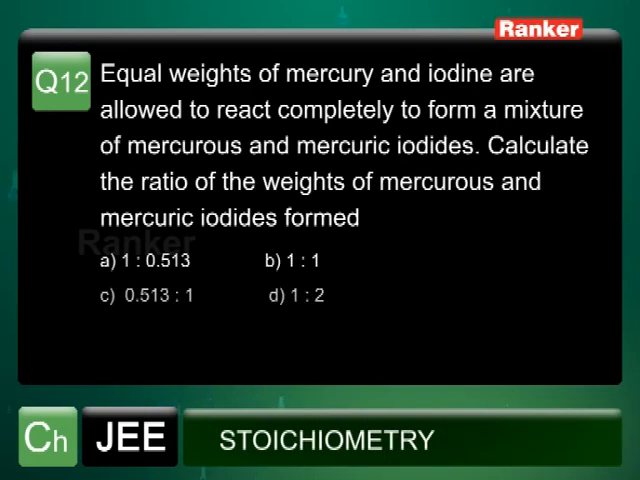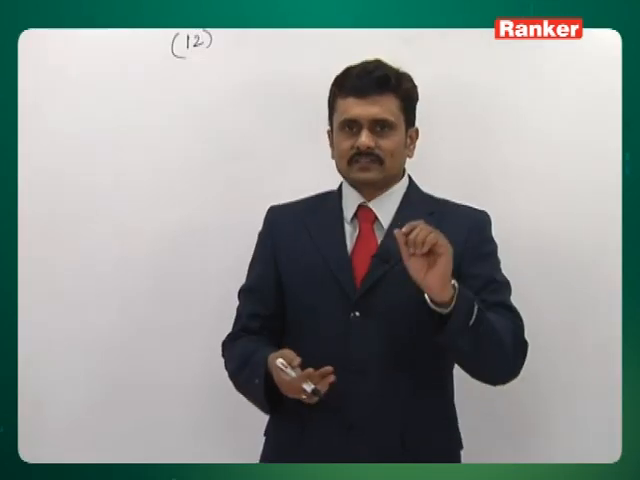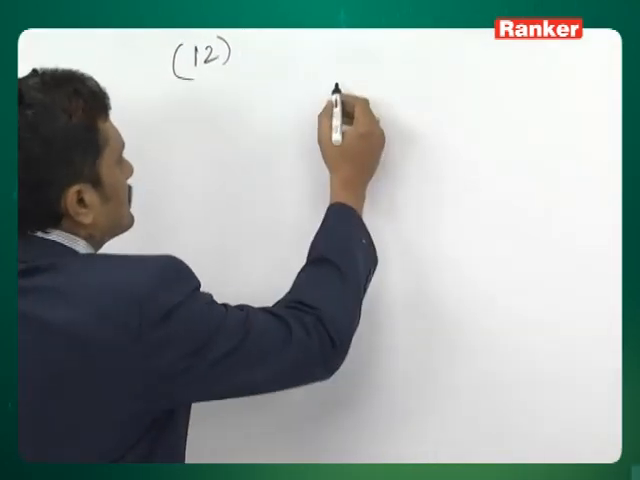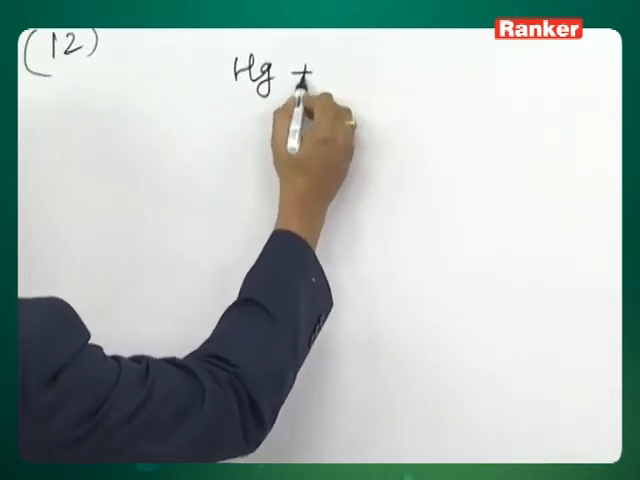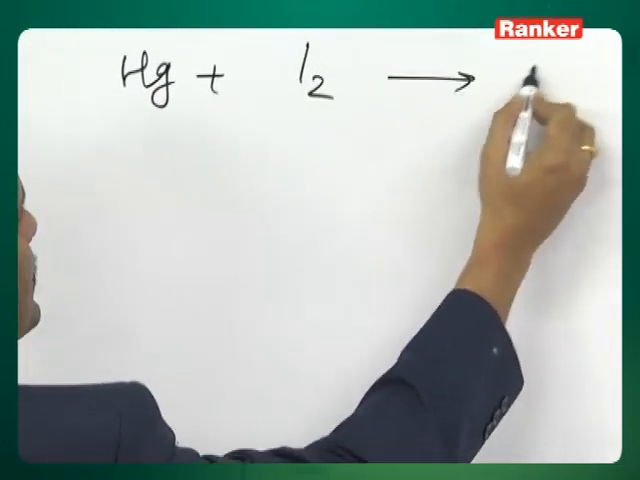In the next question, equal weights of mercury and iodine are allowed to react completely to form a mixture of mercurous and mercuric iodide. Then you have to find out the weight ratio of the mercurous and mercuric iodide that are formed during this reaction. So in this case, you have been given the mercury and iodine reacting in equal weights.